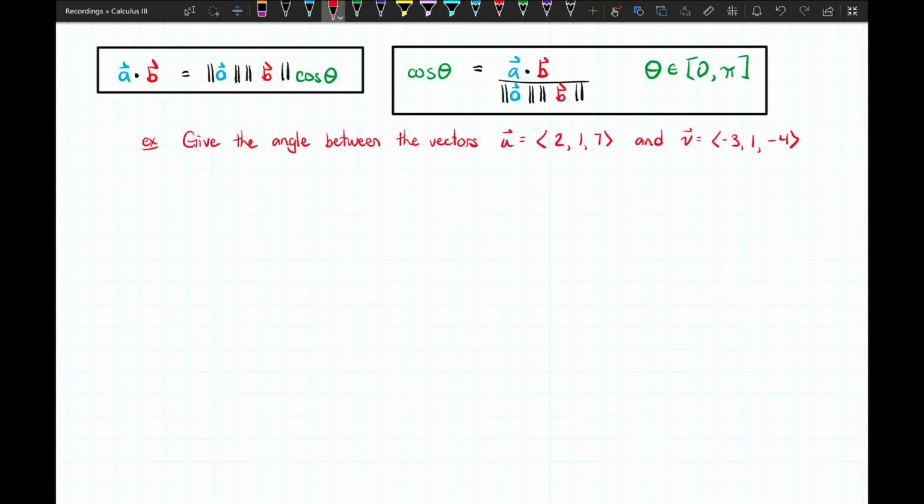Now, I've got that alternate form of the dot product here written out on the top left of the screen, and then that equation solved for cosine theta on the right-hand side just for reference. Now, let's say we have two vectors, u and v instead of a and b, and u will be the vector 2, 1, 7, and v is the vector -3, 1, -4.